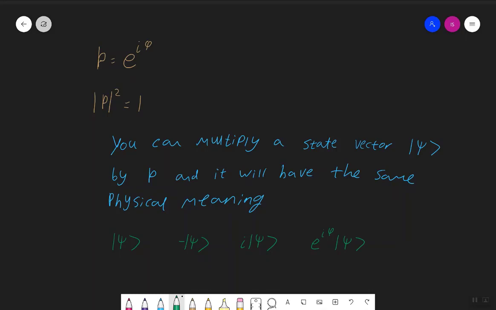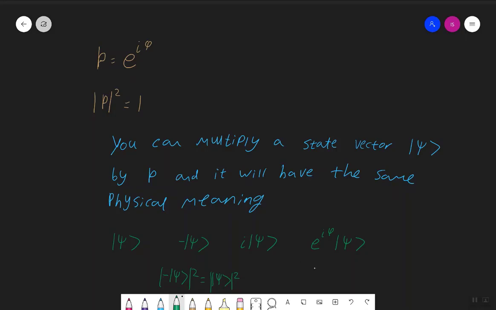Okay, these functions, or these vectors, these states, all have the same physical meaning. Okay, and we can see that. We can also see that, for example, normalization doesn't change if you multiply by a phase, because if we take the norm squared of negative psi, that's negative 1 norm squared times psi norm squared. That's just psi norm squared. Same thing here. I psi norm squared, that's I norm squared, which is 1.